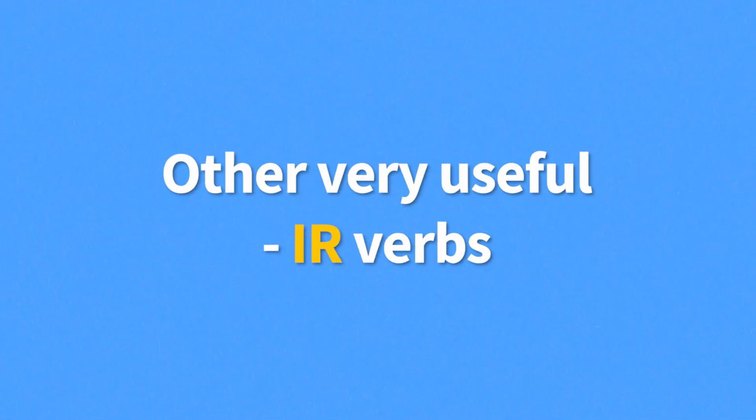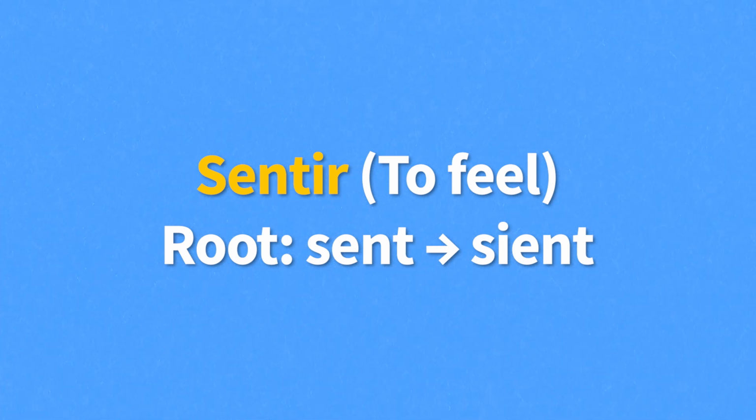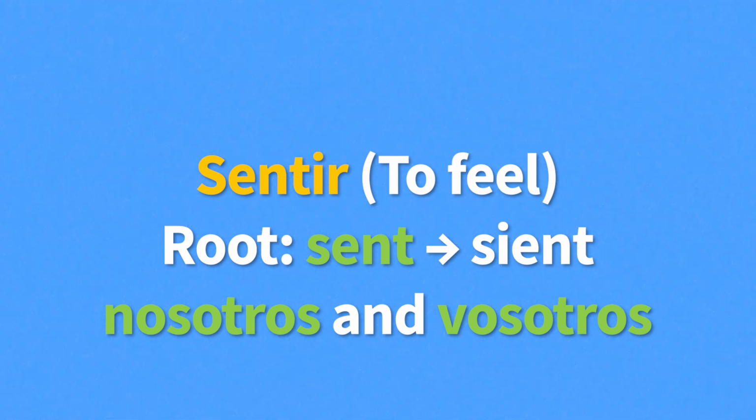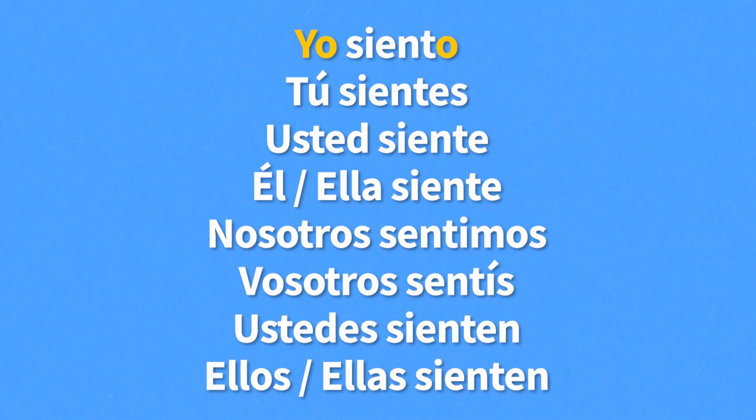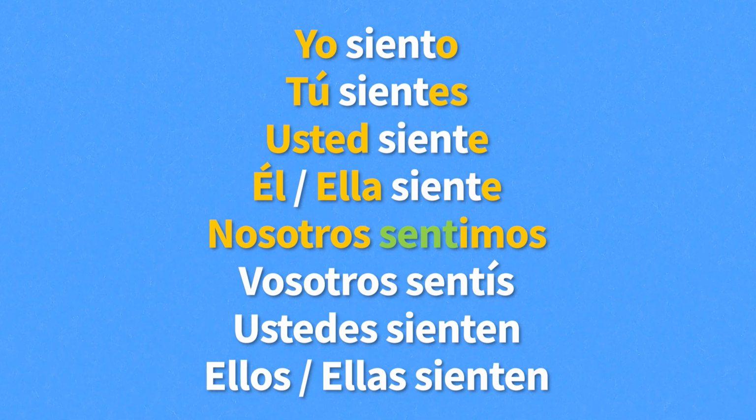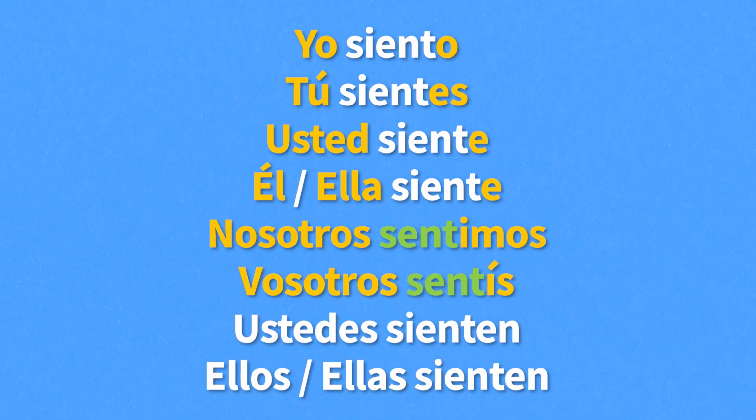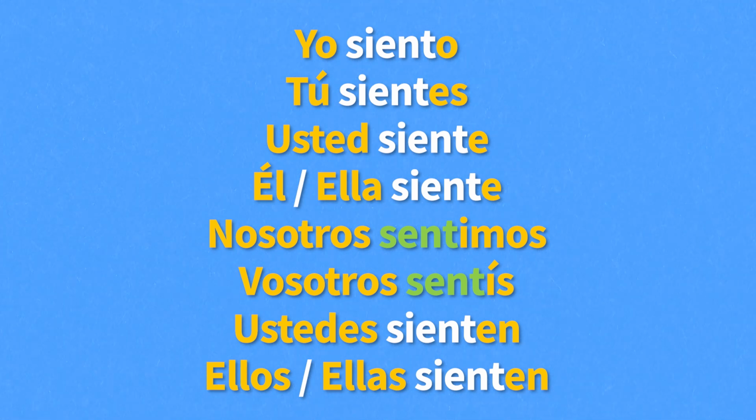Let's take a look at some other very useful and irregular IR verbs. First, we have the verb sentir, or to feel, which is irregular and therefore has a stem change. Remember, the only pronouns unaffected by the stem change are nosotros and vosotros. So, the verb goes like this. Yo siento, tú sientes, usted siente, él, ella siente, nosotros sentimos, vosotros sentís, ustedes sienten, ellos, ellas sienten.